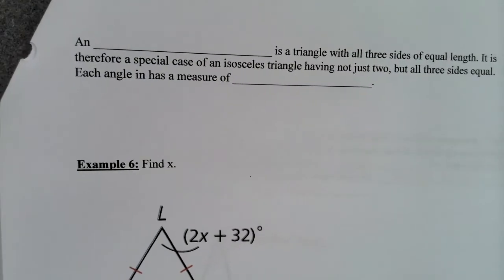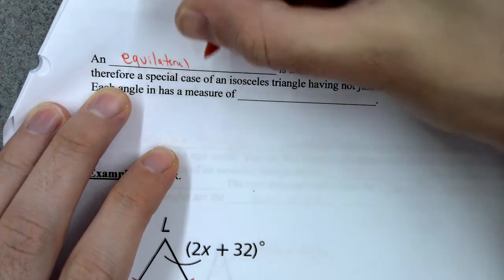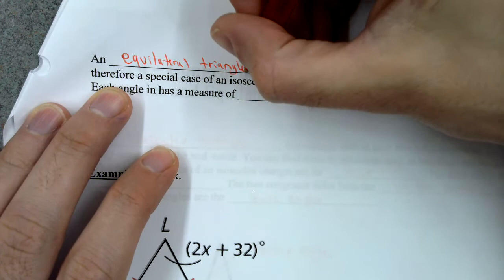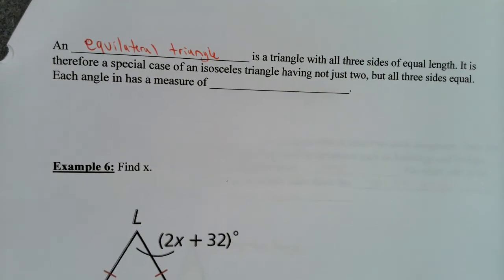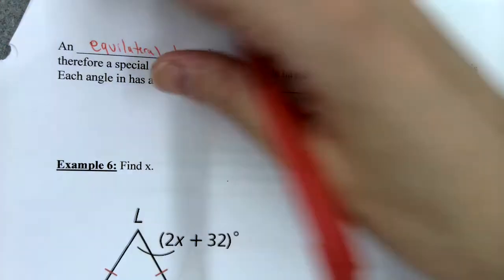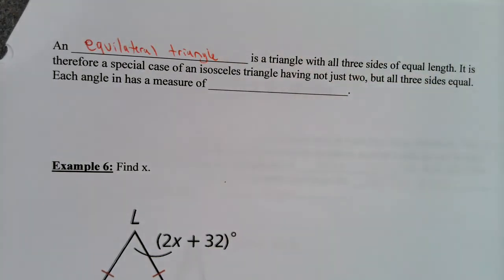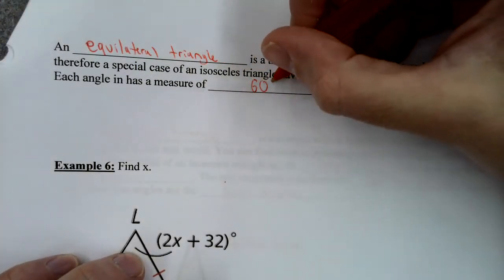Last page. An equilateral triangle is a triangle with all three sides of equal length. It is therefore a special case of an isosceles triangle, having not just two, but all three sides equal. And since all three sides are equal, all the angles are equal. It's like an extension of the isosceles triangle theorem. So if each angle is the same, and all three angles add to 180, then each angle has a measure of 180 divided by 3, which is 60 degrees.